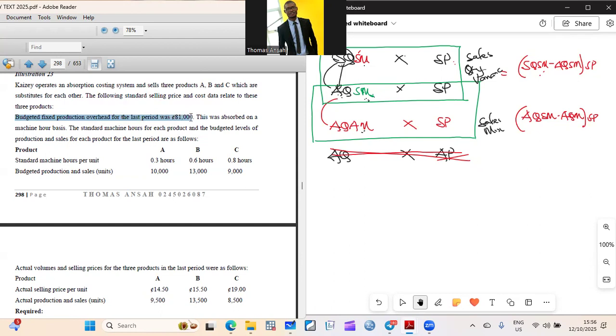So that is the fixed overhead. Budgeted overhead over budgeted level of activity. So you have already seen your budgeted total fixed overhead. This was absorbed on machine hours. So the level of activity is what? Machine hours. So if you remember your lecture in absorption costing, you know that overhead absorption rate is equal to total budgeted overhead.